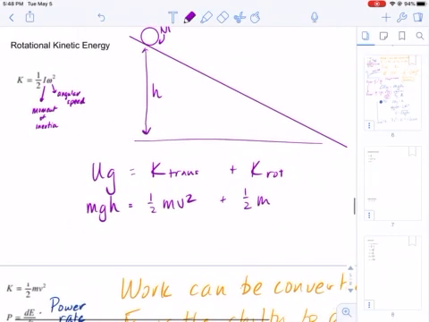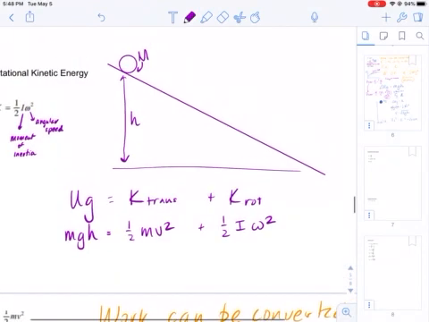Okay, so what I'm going to do is take this moment of inertia for a hoop and plug it in right there. So I get mgh equals 1/2 mv squared plus 1/2 mr squared omega squared.